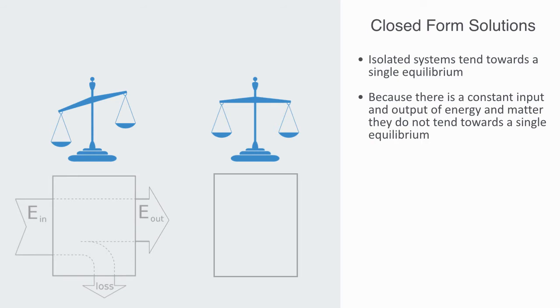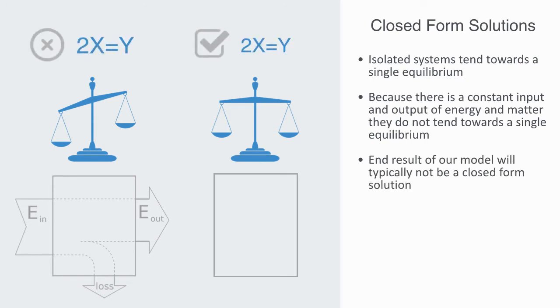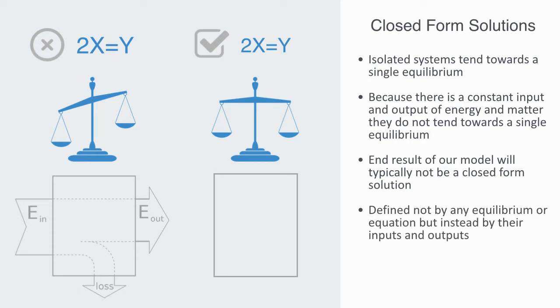What this means is that the end result of our model will typically not be a closed-form solution, that is to say, an equation. Even if we do create an equation, these equations typically have multiple solutions, and they may exhibit chaos. In general, because we're dealing with open systems that are really defined not by any equilibrium or equation, but instead by their inputs and outputs, these inputs and outputs are going to be defined by the system's relations with its environment and its functioning.